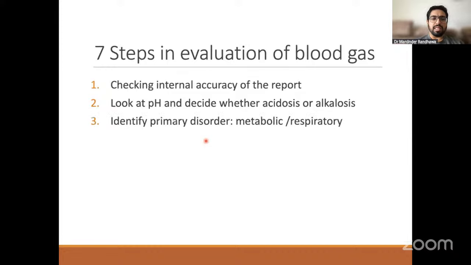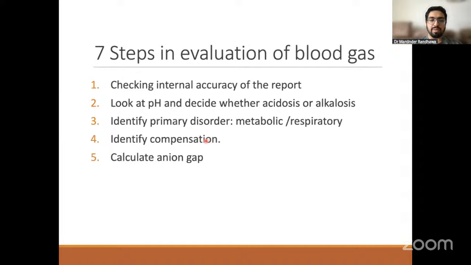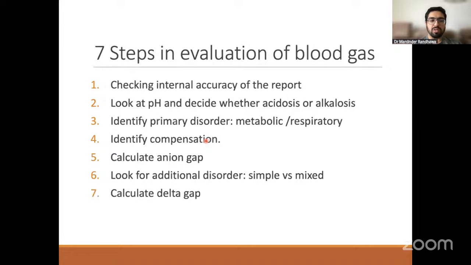Then identify whether this acidosis or alkalosis is being caused by a metabolic derangement or a respiratory derangement. Then identify whether this is compensated or not compensated. Then when there is metabolic acidosis, we talk about anion gap. And then we see whether this is a simple or mixed disorder. And eventually, to unravel a mixed disorder, we calculate the delta gap and delta ratio. So let's go through this one by one.